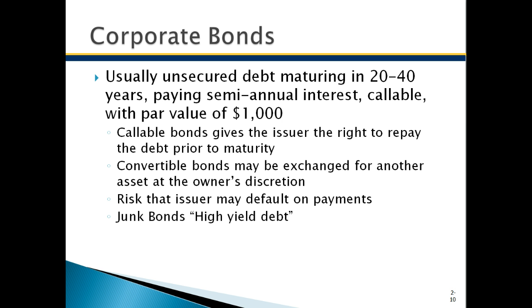So, like I said before, the callable bonds gives the issuer the right to rebuy the debt back at an early date. So say a company makes some bond issues, they become very popular, very prosperous and have a lot of profits, they may want to pay their bonds back early. Just like if you wanted to pay your mortgage off early or your car loan off early. Those are also callable debt instruments.